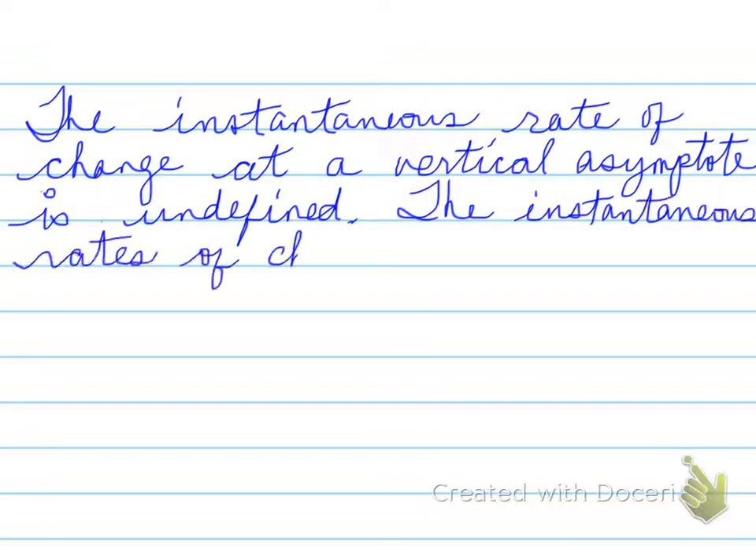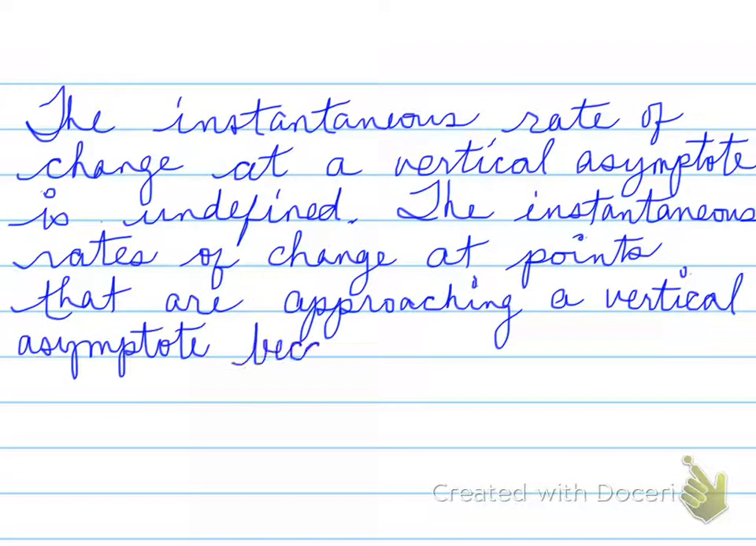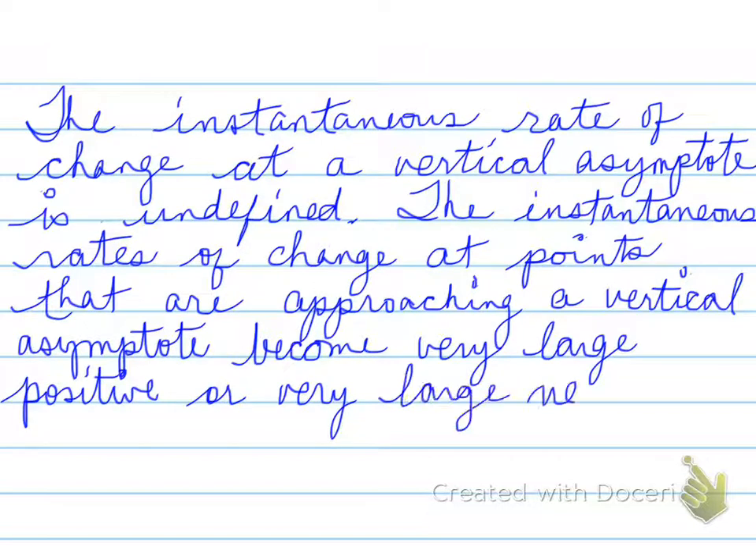Also, the instantaneous rates of change at points that are approaching a vertical asymptote become very large positively or very large negatively. And what that means is that as you think about a slope of a line, as it approaches a vertical line, the slope gets steeper and steeper. The positive or negative indicates direction of the steepness. As it gets closer and closer to a vertical line, what we're looking at is a very, very large number very, very quickly. So the number itself will get very large very quickly. The sign, again, don't forget, indicates direction.